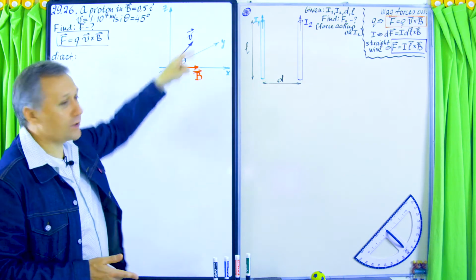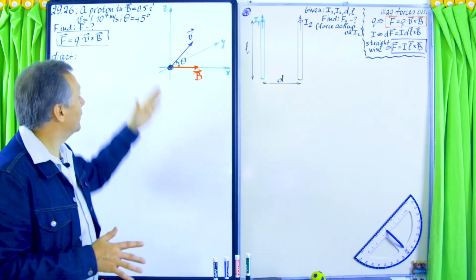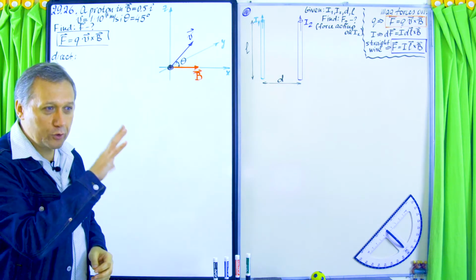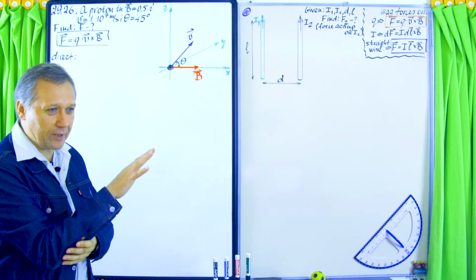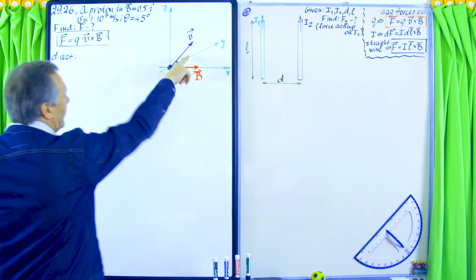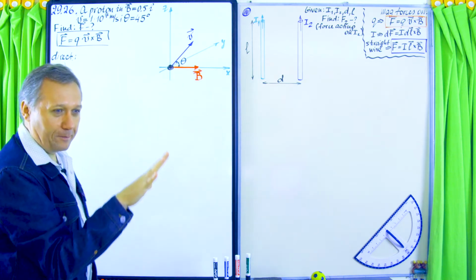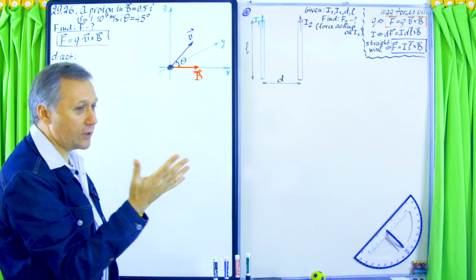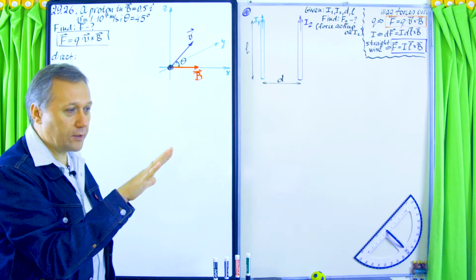V cross B. First, align your hand along the first vector. I'm not going to align like usually. I will align like this. Otherwise, I will show a weird sign. So V, right? And then I need to orient my hand in such a way so that I can bend my fingers in the direction of B.